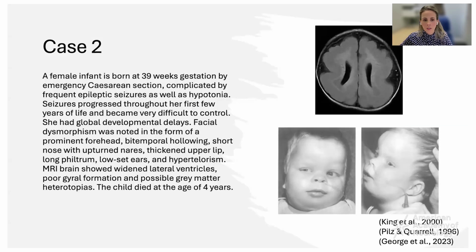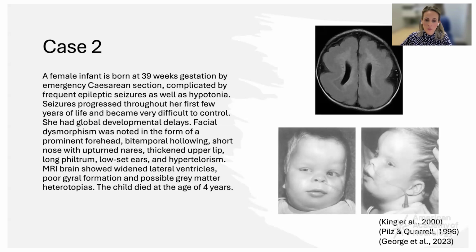Case 2, a female infant born at 39 weeks gestation by emergency C-section, which was complicated by frequent epileptic seizures as well as hypotonia. Seizures progressed throughout the first few years of her life and became very difficult to control. She had global developmental delays.